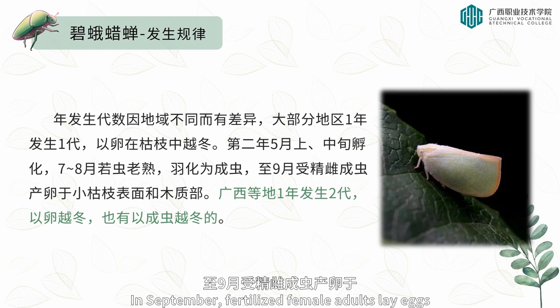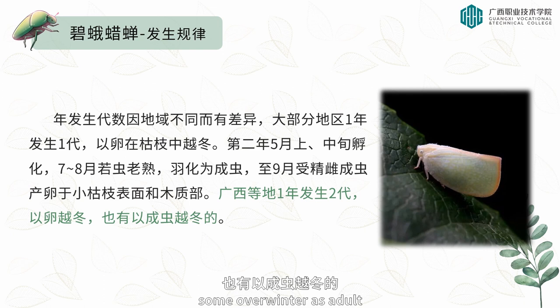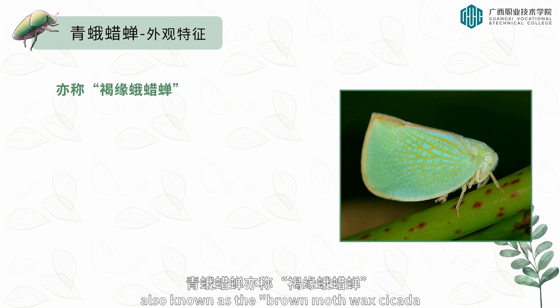Guangxi and other places have two generations per year. The insect overwinters as egg. Some overwinter as adult. Then let's take a look at the green moth wax cicada, also known as the brown moth wax cicada. The adult's body is 5 to 6 millimeters long.